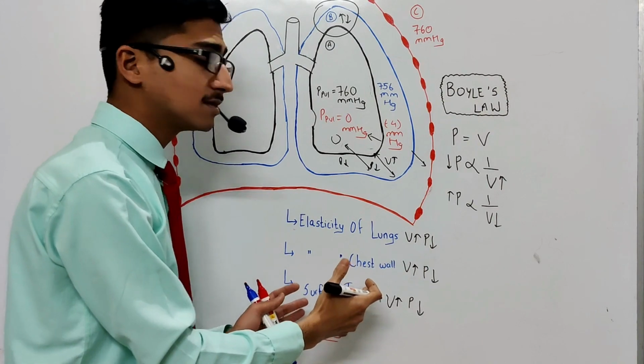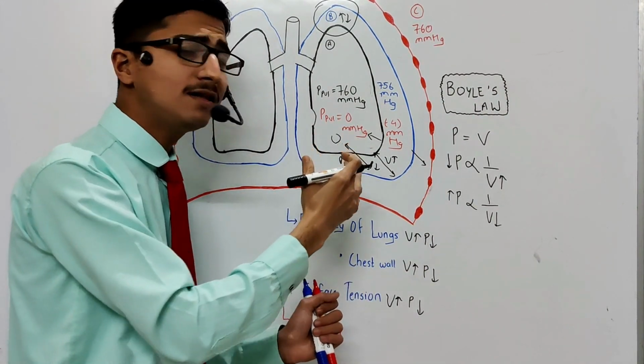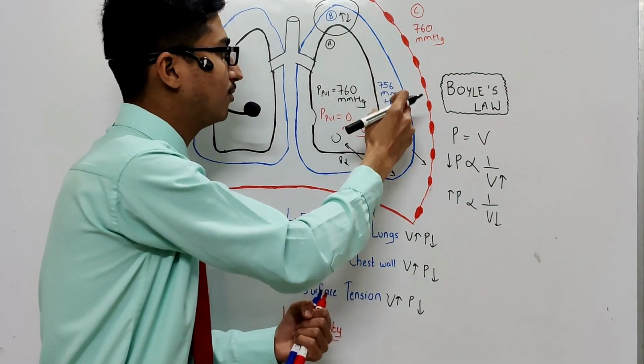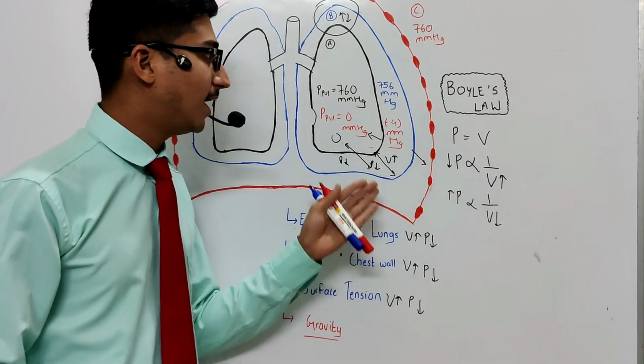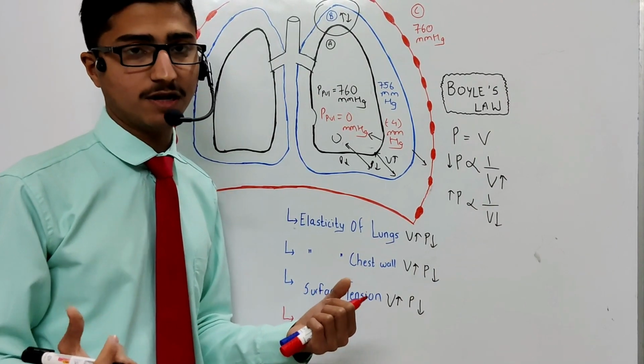These are the reasons which make the intrapleural pressure negative, and we want this so that the lungs cannot collapse, so the intrapleural pressure remains negative. So these are the reasons, and we have discussed them in detail. Hope you have understood this well.